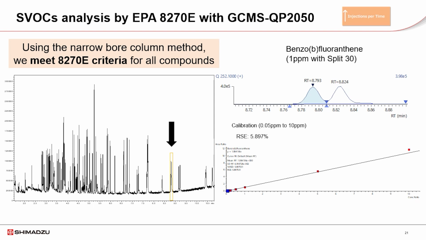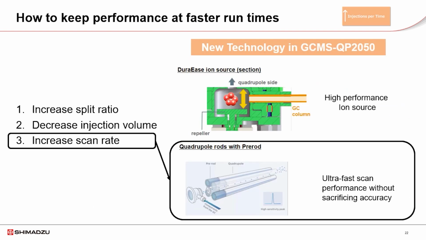So let's see the scan rate. We need to use a faster scan speed to keep enough points for a compressed peak. The GCMS QP2050 is equipped with a new quadrupole and RF power supply. It achieved ultra-fast scan performance without sacrificing accuracy.